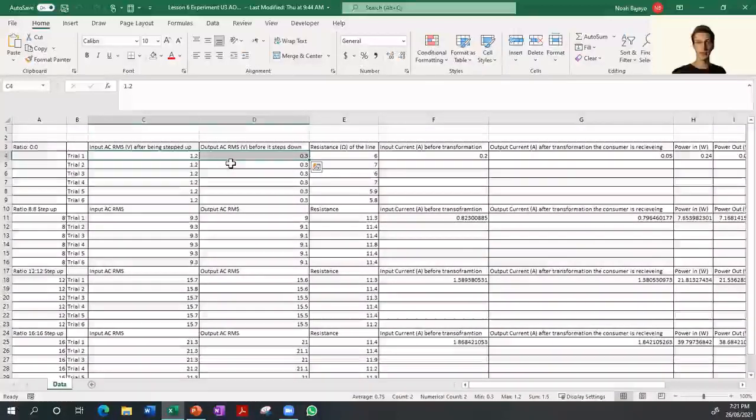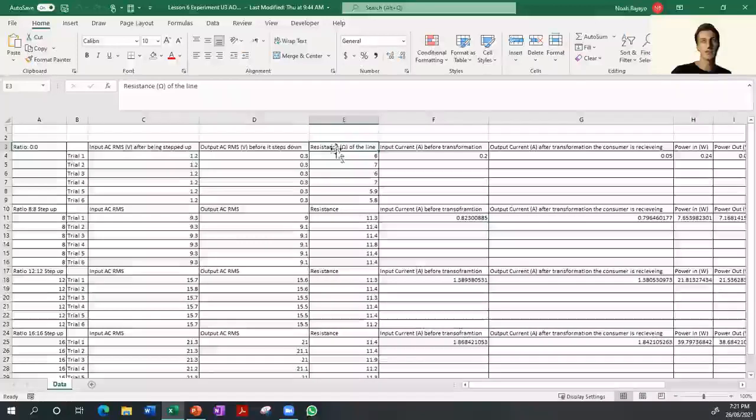Not before the transformers. So one's before, one's after the resistor. So we've got before and after, or the other way around. So after being stepped up, before being stepped down. In other words, before the resistor and after the resistor respectively.